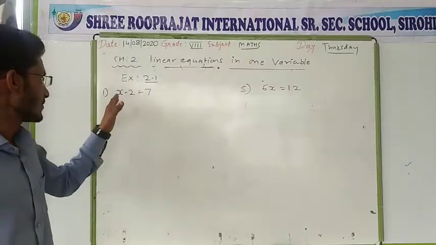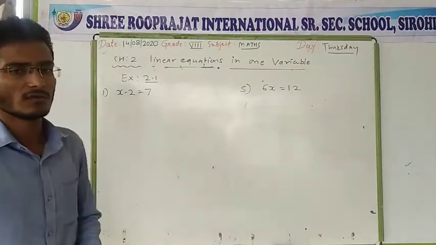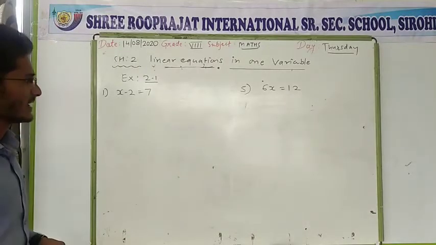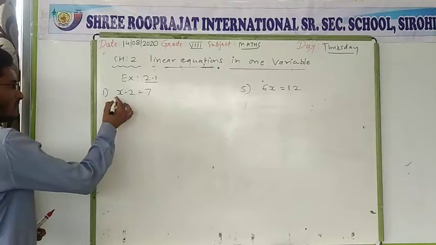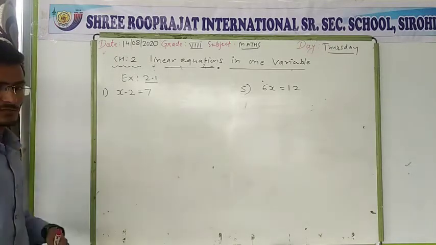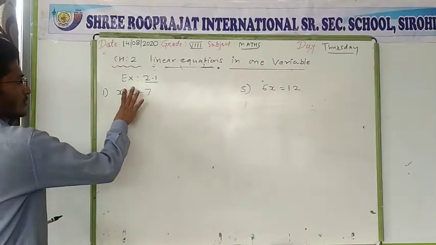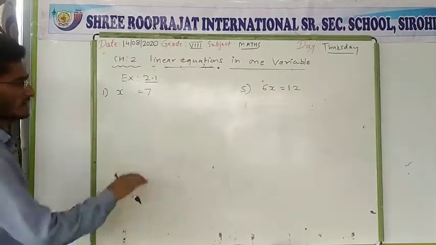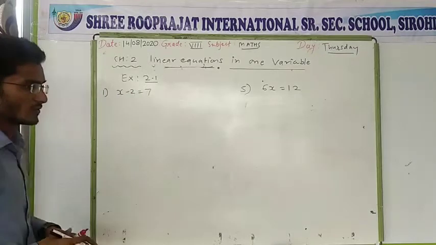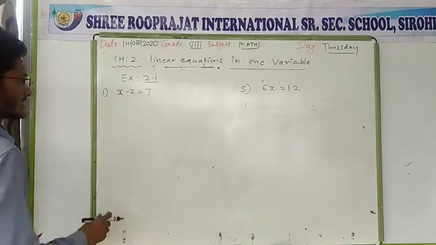So exercise 2.1, question number 1. X minus 2 equal to 7, that is given. You have to find the value of the variable, that means x. So whenever you need the value of a variable, we have to solve by using transporting or cross multiply. So here you have to remove 2. Suppose there is no 2 given, that means the value of x is 7, but there is a given minus 2. So we have to remove minus 2 from here, then you will get the value of x.